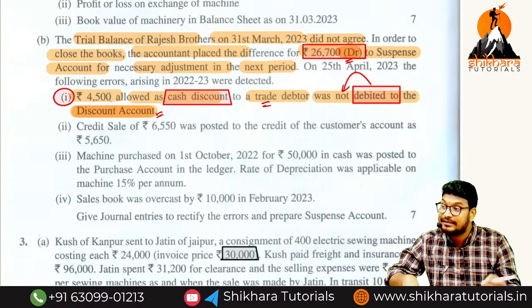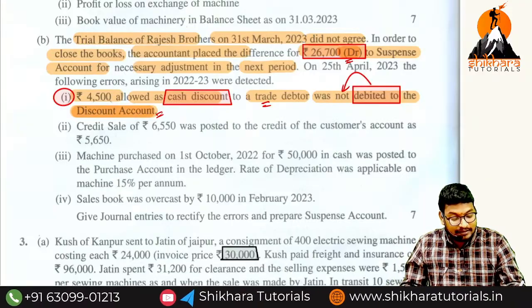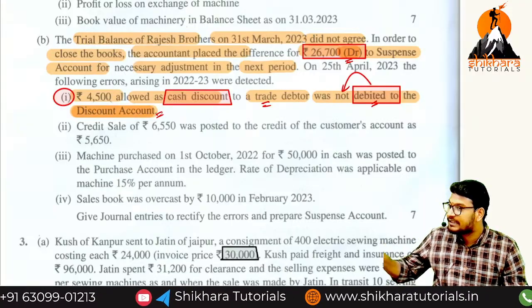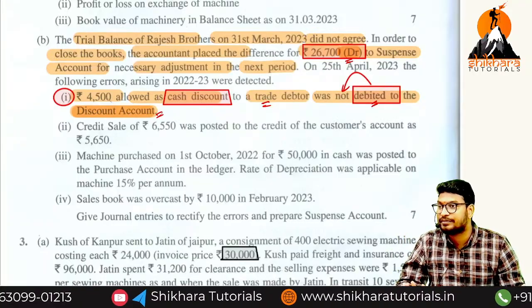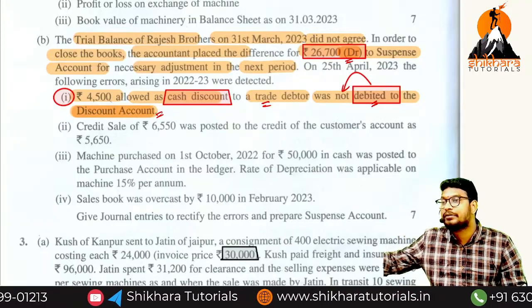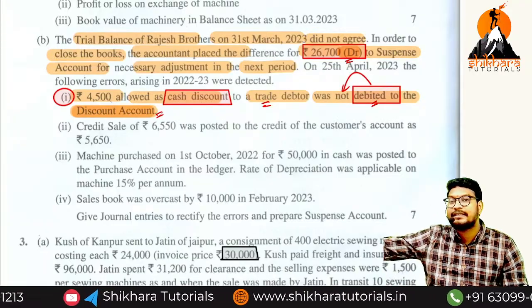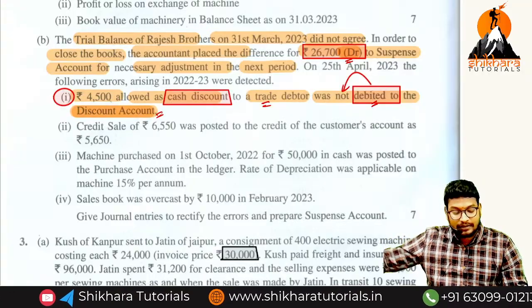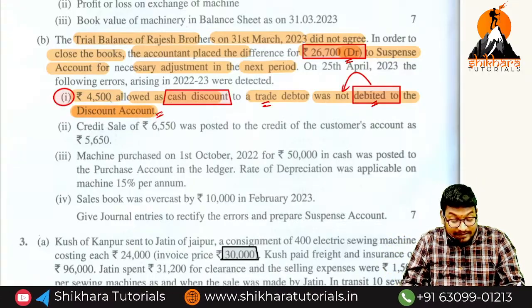This is not an error of principle. If they had given "debited to", it would be an error of principle. But they are saying "not debited to", which means it is not an error of principle.